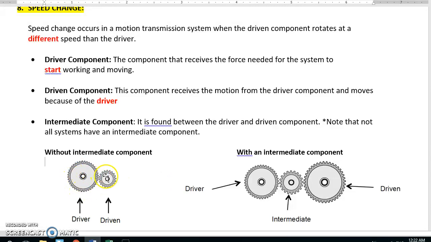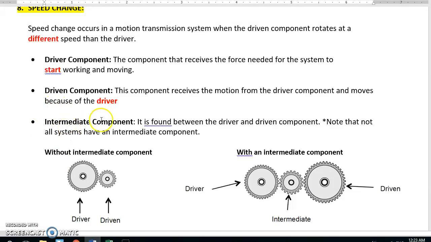You have a larger gear and a smaller gear. When we mention a larger gear, we can mention the diameter of a gear or the number of teeth. We also have the terms driver component and driven component. The driver component is the initial gear that will initiate the movement, and the driven gear is the one that will move as a consequence of the driver gear moving.